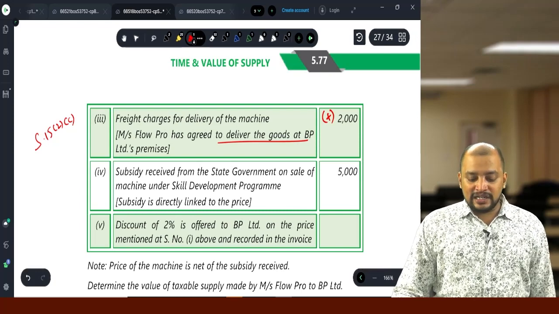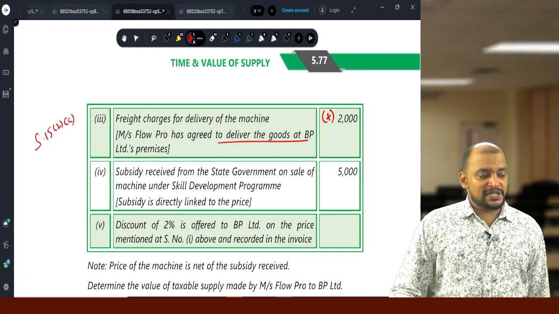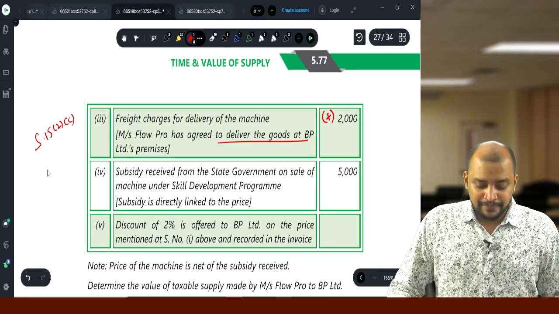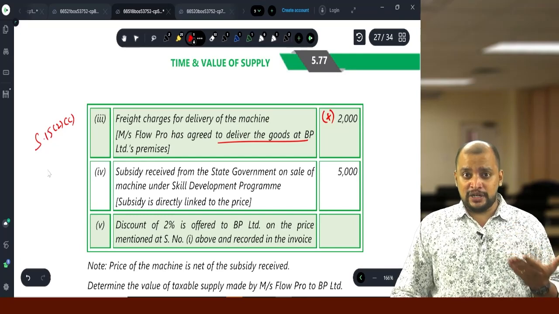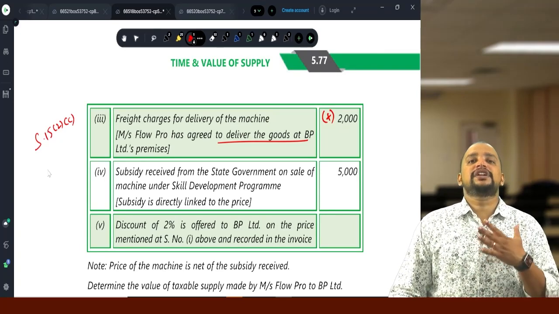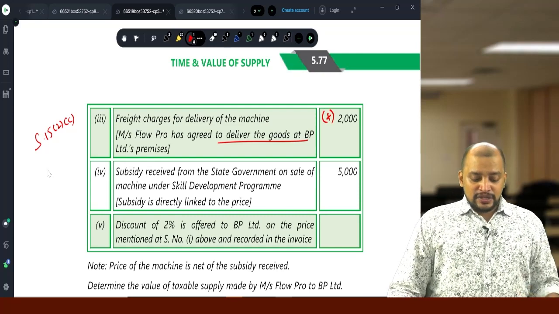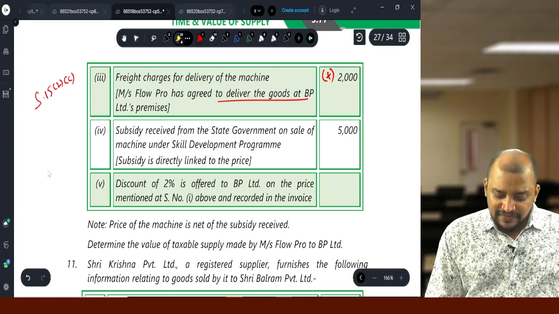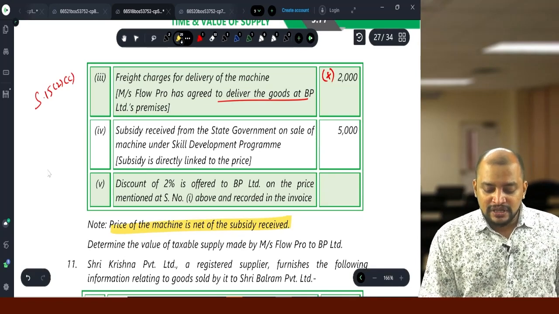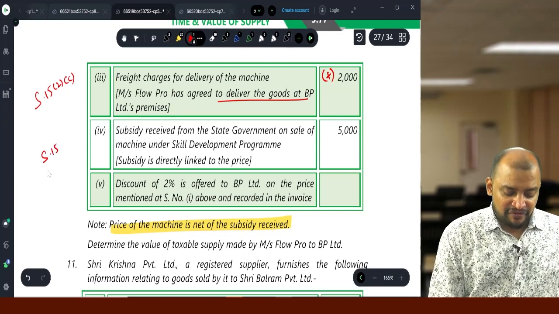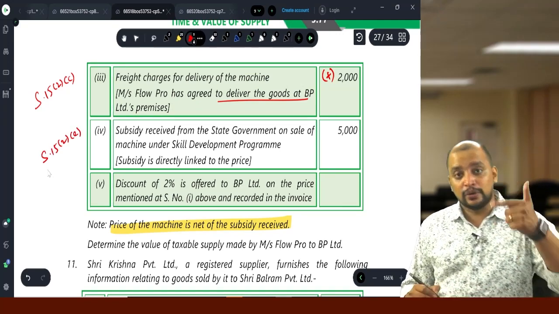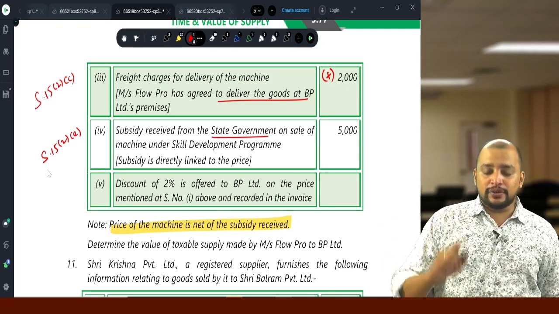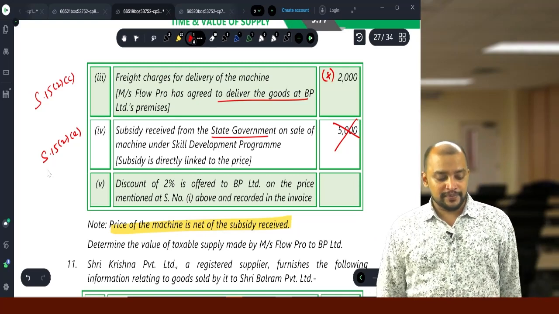Subsidy is directly linked to the price. So this subsidy is from state government and this is directly linked to the price, then should it be included in the value or excluded from the value? We need to know whether in the given price the subsidy is considered or not. The price of the machine is net of subsidy. So this subsidy, as per section 15 subsection 2 clause E, is to be excluded because it is from state government, and in the given price it is already excluded, so therefore we will ignore.